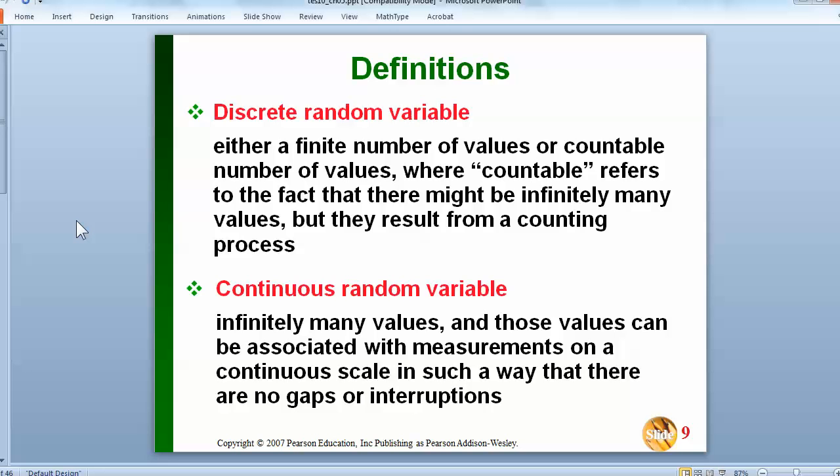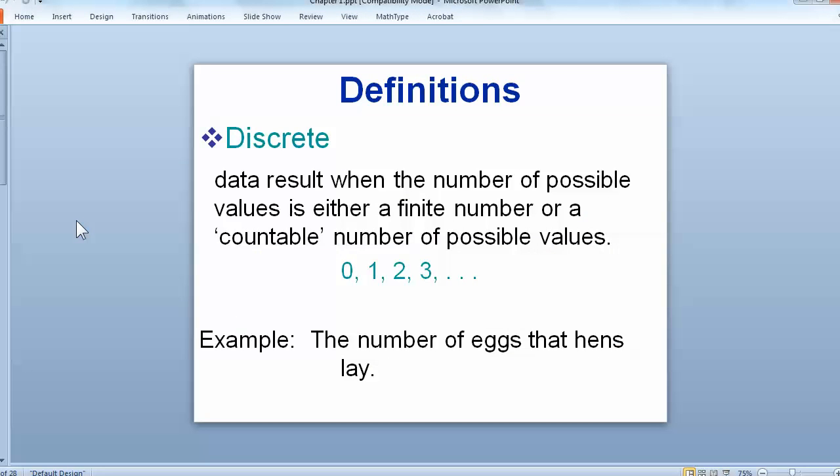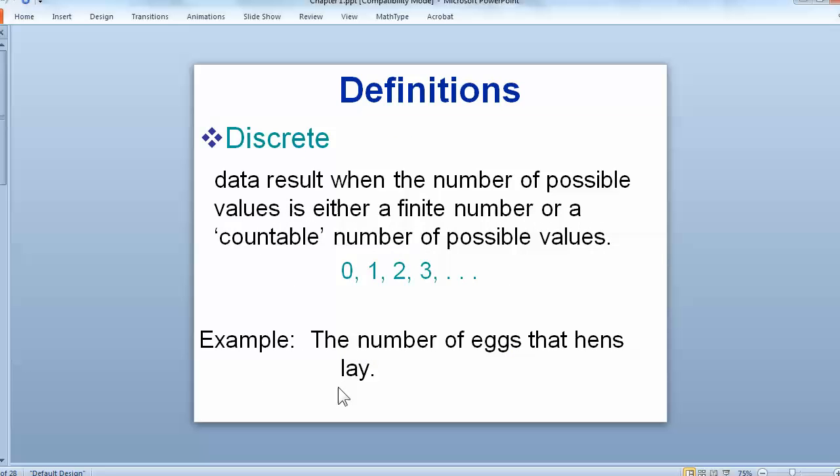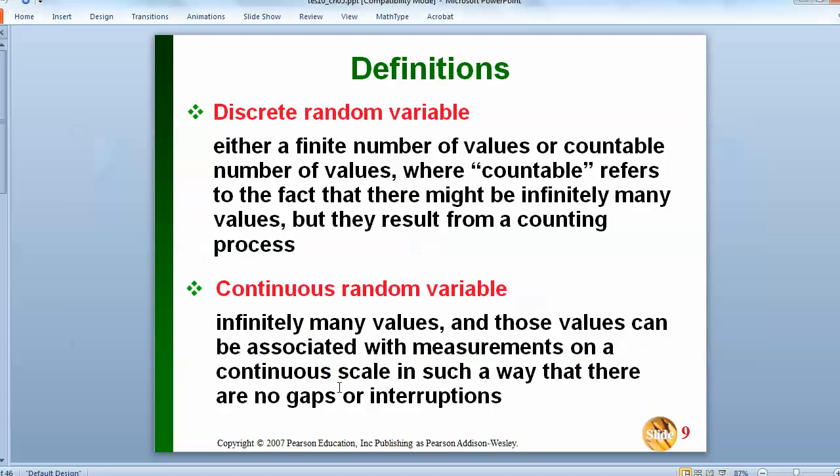So let me demonstrate. And by the way, these terms, discrete and continuous, they came originally to us in chapter 1, and they're only returning to us now. But we described these in chapter 1 when we were describing the number of eggs that a hen lays, as opposed to the amount of milk that a cow can produce. So they're not going to produce exactly 2 gallons or 3 gallons. There's an arbitrary cutoff to that value, and that's the difference between the definitions. You can go back to chapter 1 to remind yourself discrete versus continuous. Okay, so it's the same idea.